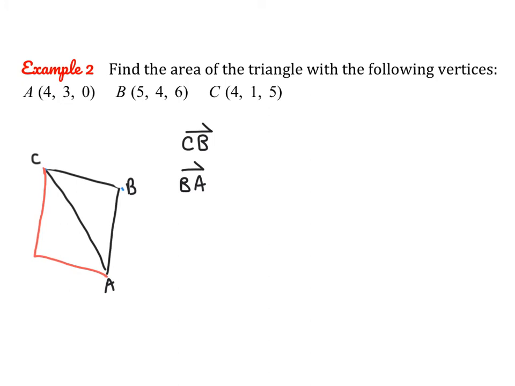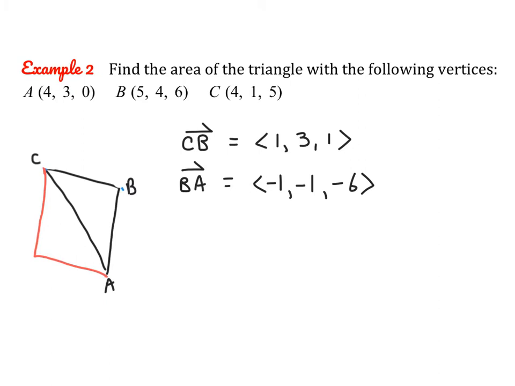So let's start by making the component form of vector CB. So B is our terminal point. So 5 minus 4 is 1, 4 minus 1 is 3, 6 minus 5 is 1. So that is vector CB. And now we need vector AB, our other adjacent side of our imaginary parallelogram. So A is going to be our terminal side. 4 minus 5 is negative 1, 3 minus 4 is negative 1, 0 minus 6 is negative 6.